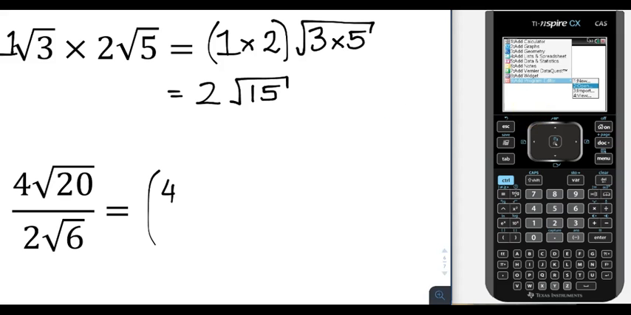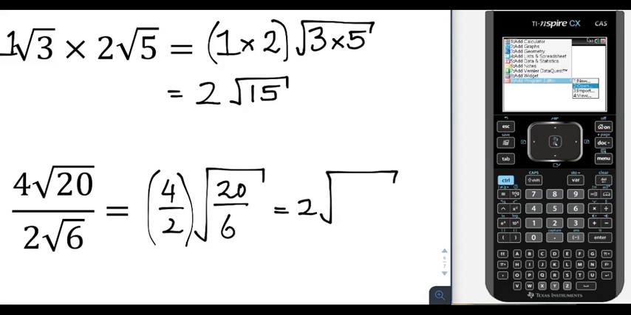Dividing is exactly the same. So 4 divided by 2, 20 divided by 6. 20 divided by 6 does not go evenly, but you can just leave it as a fraction, or you could rewrite this root 10 divided by 3 as root 10 divided by root 3. It's your choice basically at this point in time. Later we'll look at getting rid of that root 3 on the bottom of the fraction, but at this point in time we'll call that as done.